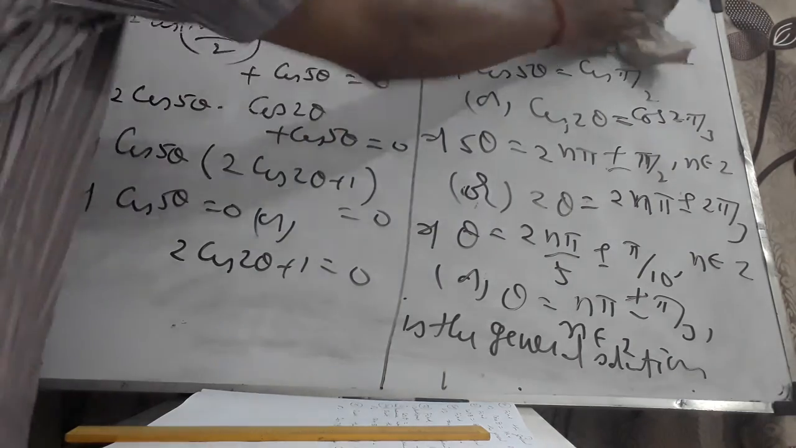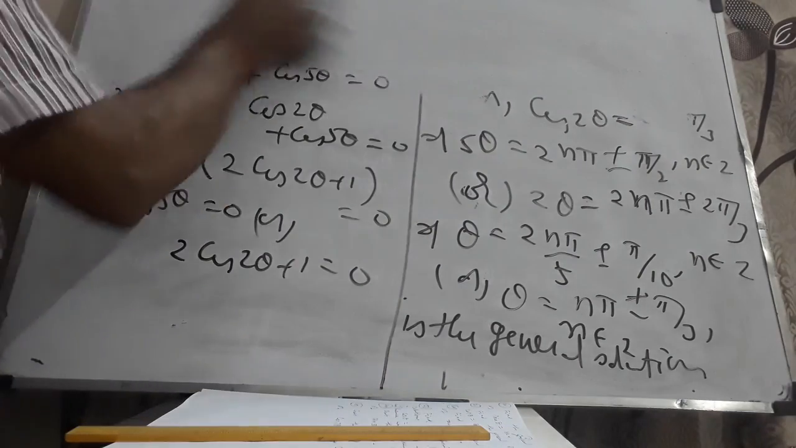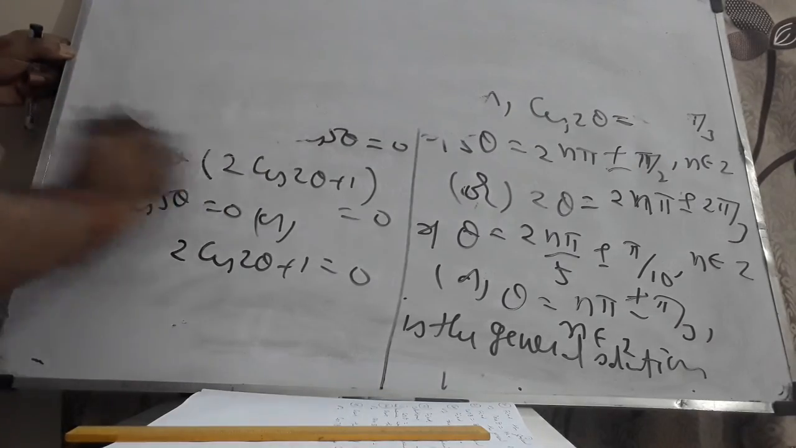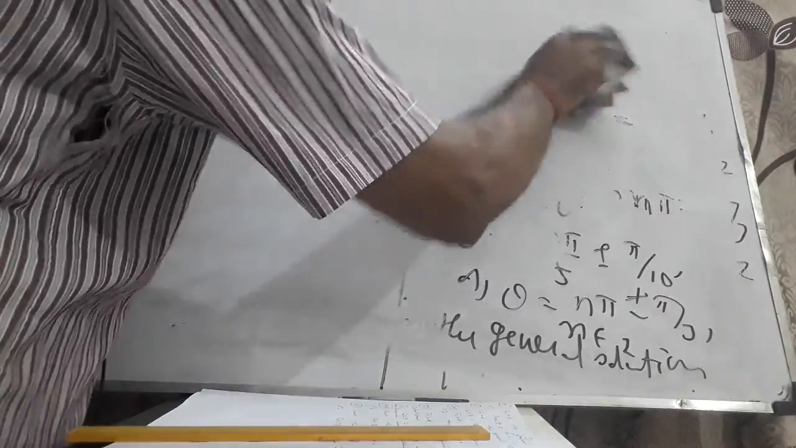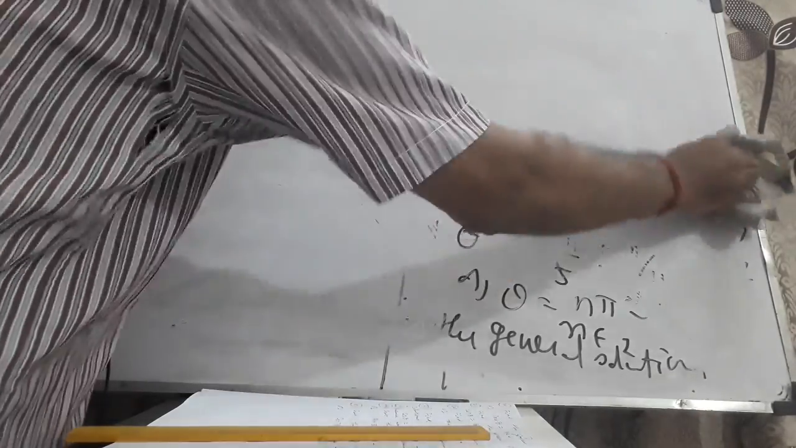I think it's clear to everybody. Just go through once again. If you need some more clarification, I am recalling the sin C plus sin D formula in the first problem, and using the cos C plus cos D formula in the second problem.